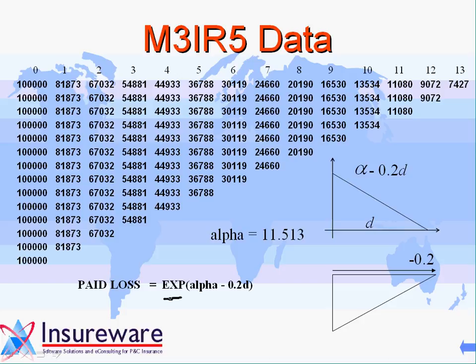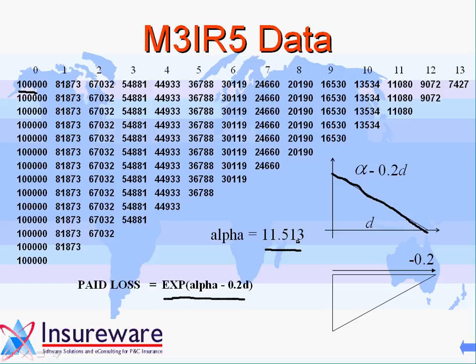It's generated by this exponential curve, the exponential of alpha minus 0.2 by development year. I chose alpha to be 11.513, so that the exponential of 11.513 is 100,000. On a log scale, you can see the accident years are homogeneous. The way I can represent these numbers graphically is that there's a straight line with a decay of 20%, and the intercept is 11.513.